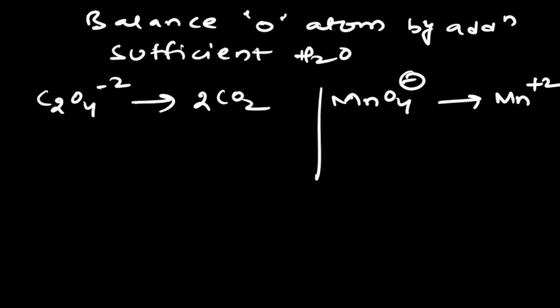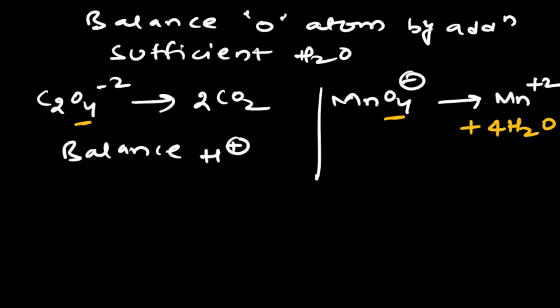Here how many oxygens are we having? 4. Here how many are we having? 0, right? So what do we have to do? We have to add 4H2O here. Done? Balanced.